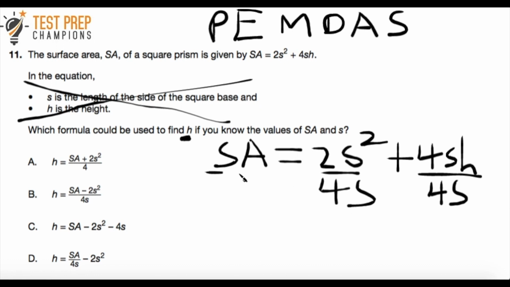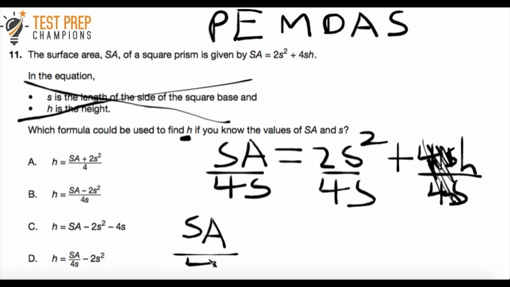Hopefully you can already see how this is starting to get a little bit messy. The 4 and the s are going to cancel out, so we're left with 2s squared over 4s plus h. But here's where things start to get weird, because we've got this plus here, so this whole term we're going to have to subtract from the left-hand side of the equation. Here's what we get. We're left with SA over 4s minus 2s squared over 4s, which equals h.